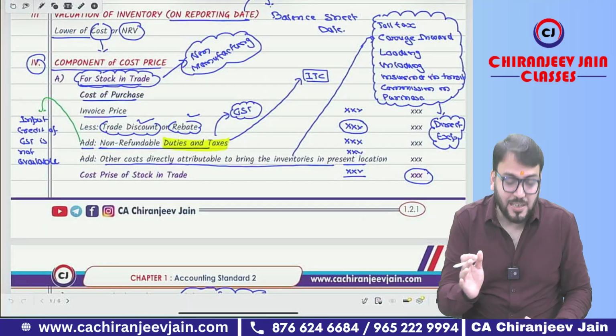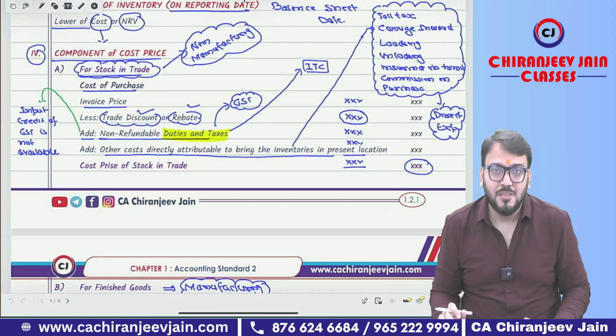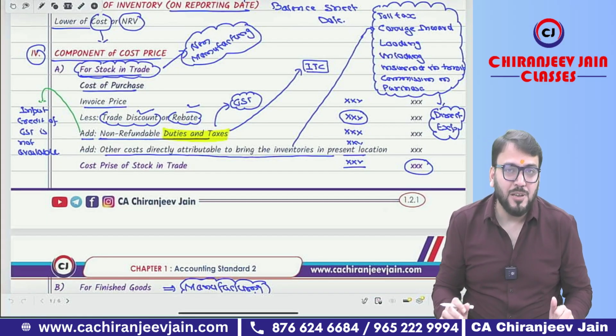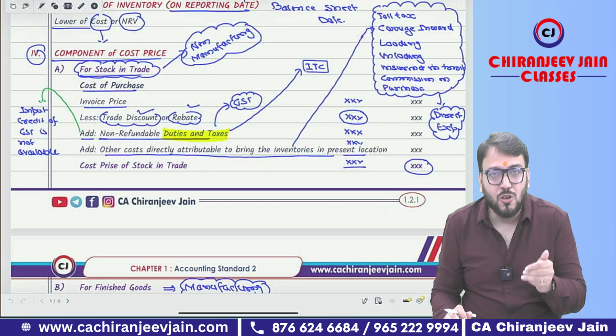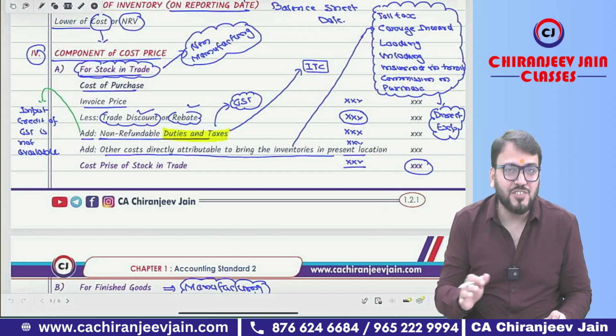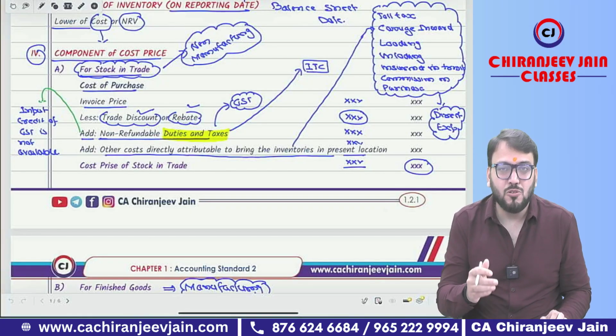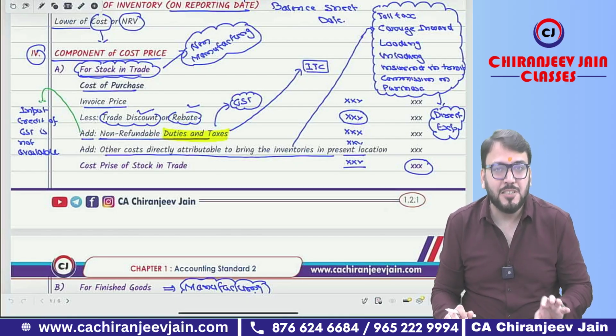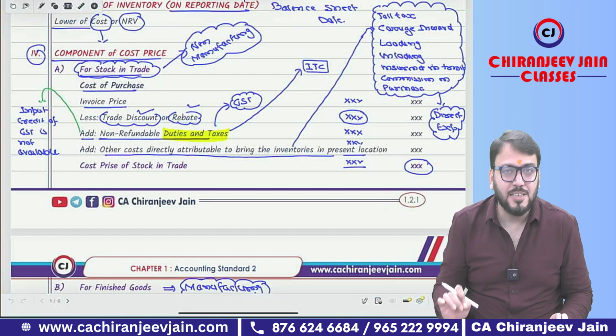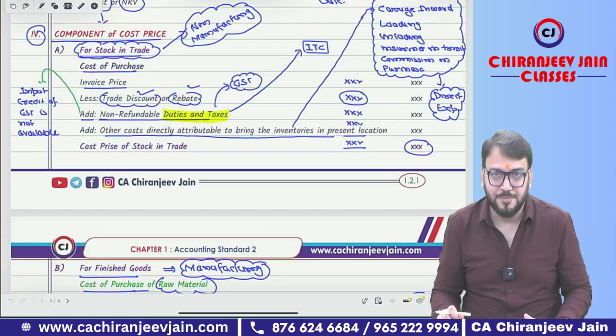Then what are the components of cost price? If you are doing valuation of stock in trade, then cost of purchase of stock in trade will be invoice price minus trade discount rebate plus non-refundable duties and taxes plus any directly attributable expense to bring the inventory to its present location. All these added together will be the cost price of stock in trade.